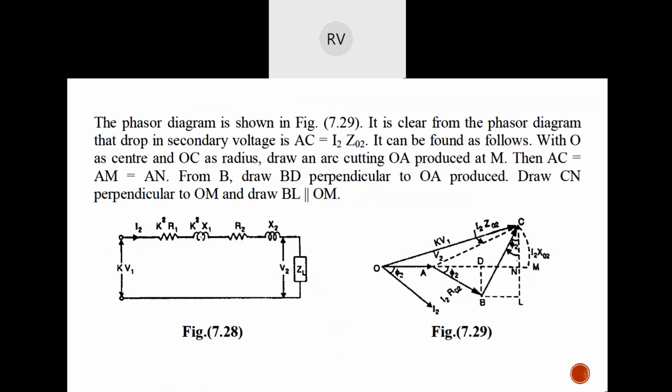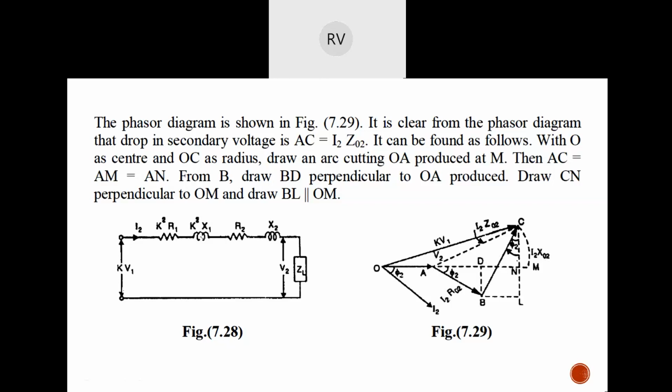The phasor diagram is shown here. Whatever the phasor diagram we have seen, a similar phasor diagram will be shown here. It is clear from the phasor diagram that the drop in the secondary voltage AC is equals to I2 Z02.